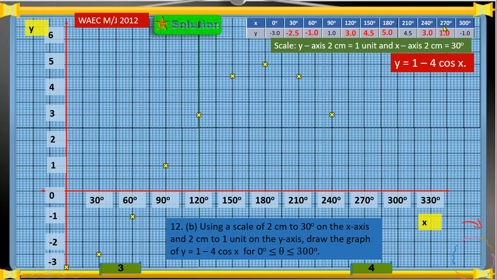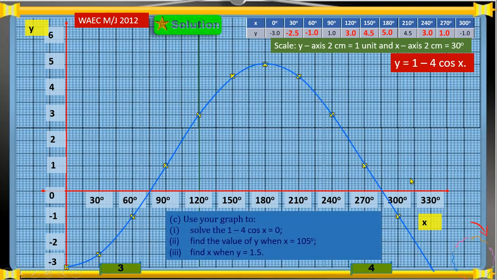Then 270 will be at the same level as 90. You plot at that point here. Then 300 minus 1, 300 minus 1 at this point. Now that we have completed the plotting, we are going to join these points with a smooth curve. Let's do that now. The blue line is the curve.